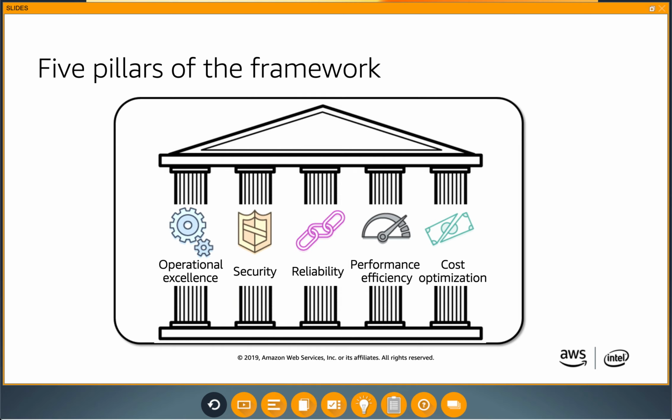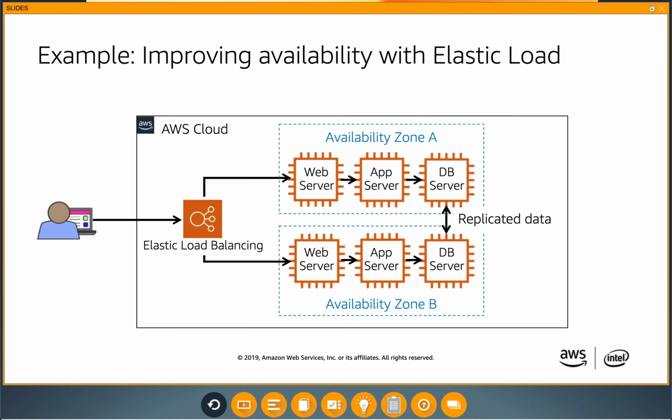Cost optimization. This pillar focuses on the ability to reduce underutilized services or suboptimal resources. Here, the focus is on the use of managed services, adopting a consumption model, measuring overall efficiency, and analyzing expenditure. This is an example of a reference architecture which focuses on the reliability pillar of the well-architected framework.